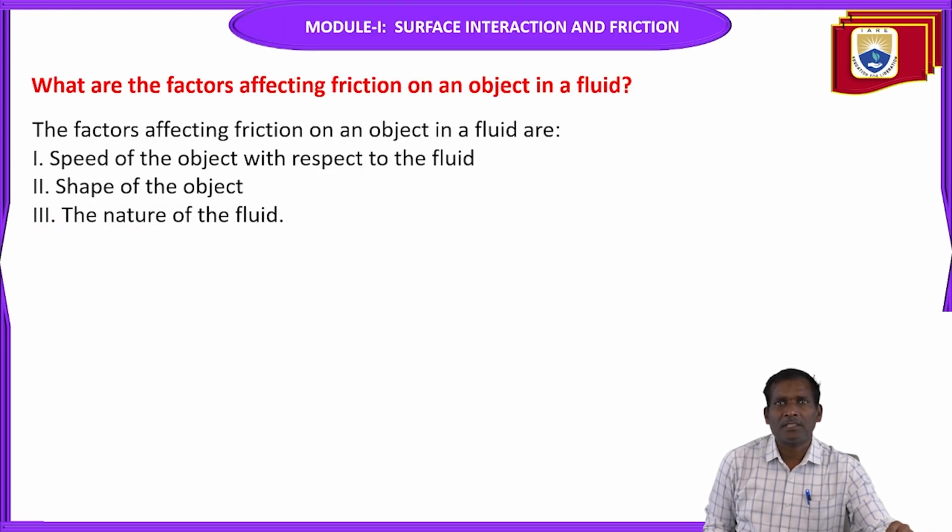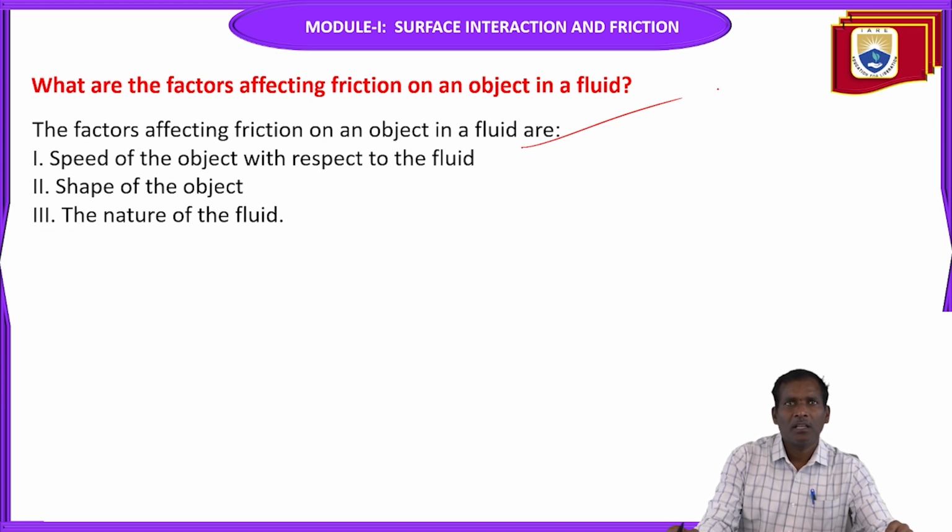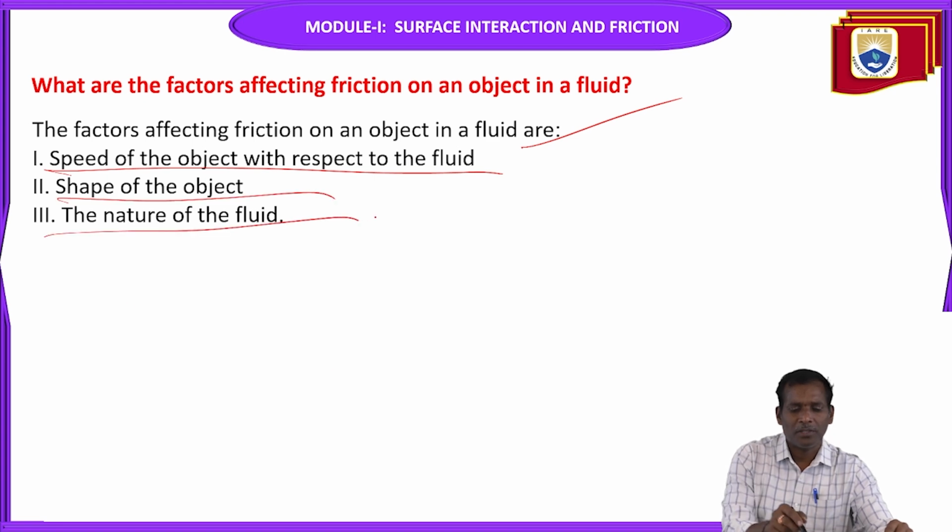Next, what are the factors affecting friction on an object in a fluid? The factors affecting friction on an object in a fluid are: one is the speed of the object with respect to the fluid, the shape of the object, and the nature of the fluid.